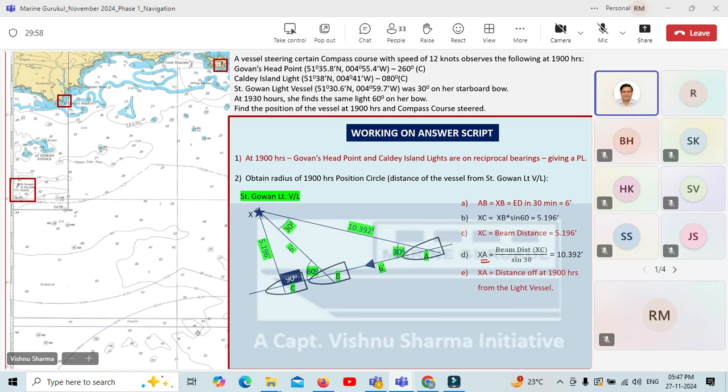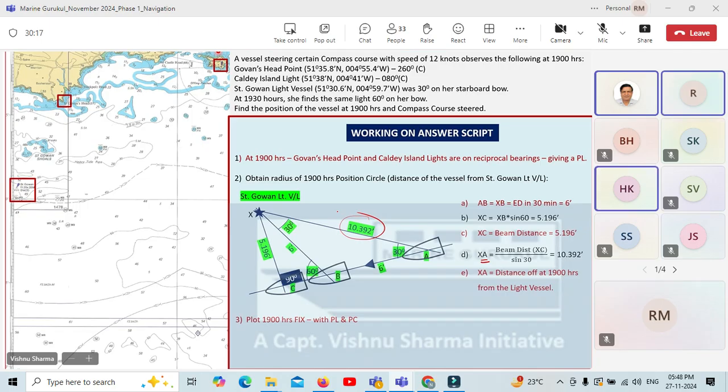Why? Because if my distance is 10.4 miles, then with Saint Gowan as the center and 10.4 miles in radius, I can draw a position circle, yes or no? Because this is the range I have got. Am I right, guys? Now I go to the plotting sheet.